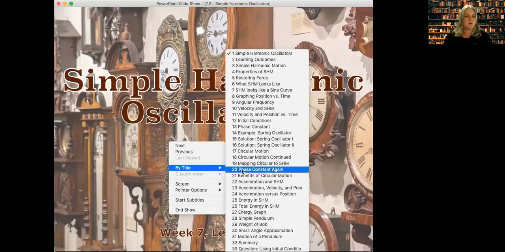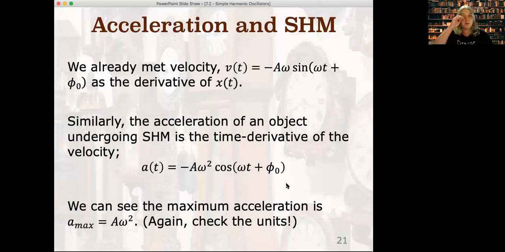We're just going to go straight to slide 20, number 21. It's the 22nd one because of the title slide. Right, acceleration and simple harmonic motion.